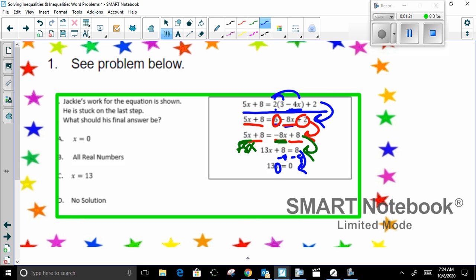So how are you going to finish solving for x? Divide both sides by 13. Anything divided by itself is 1. 1 times x is x. 0 divided by 13 is 0. So that is his final answer. So he was almost there. Just one little step he needed to finish.